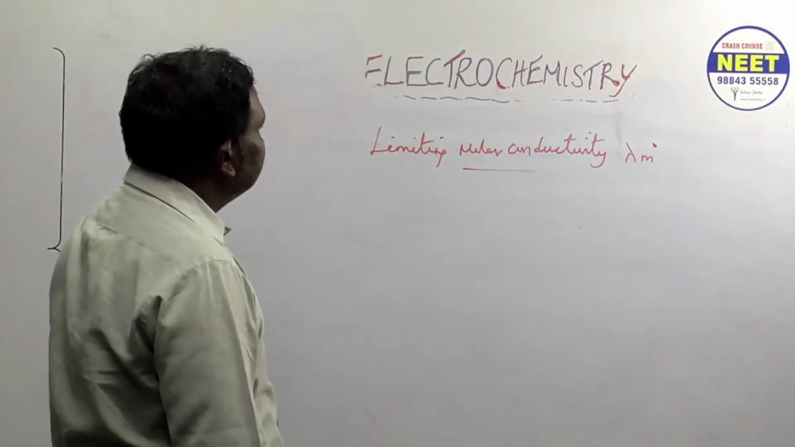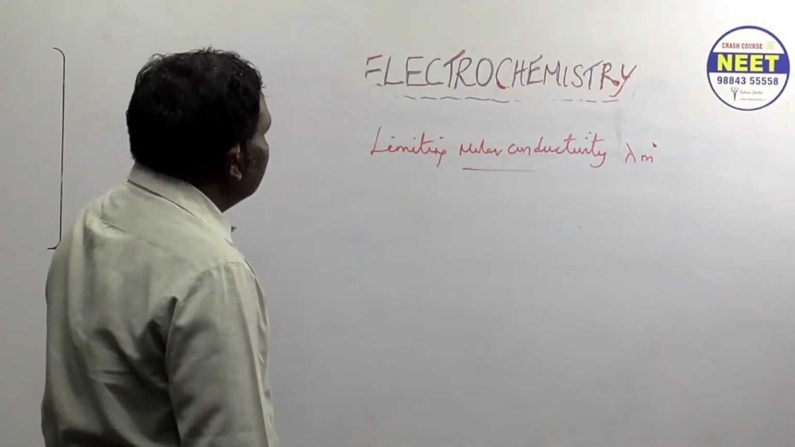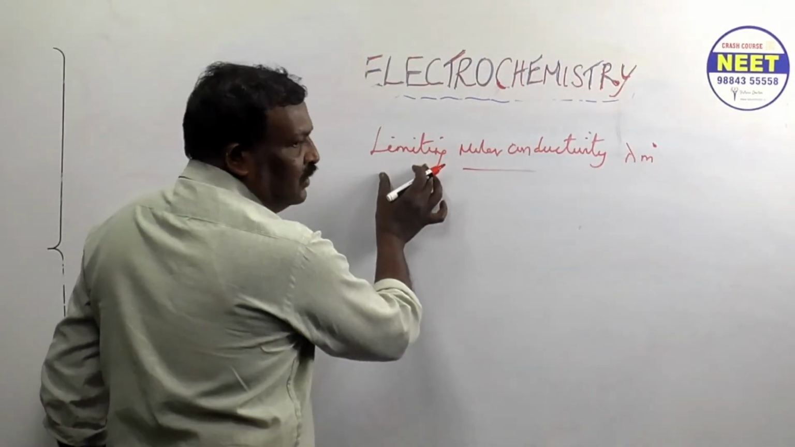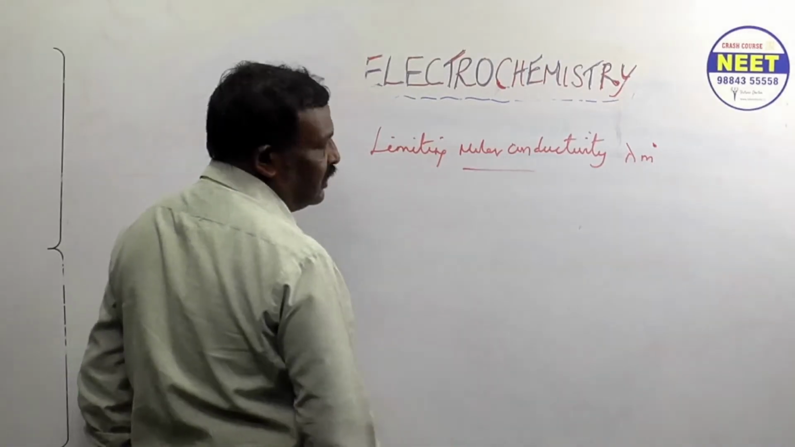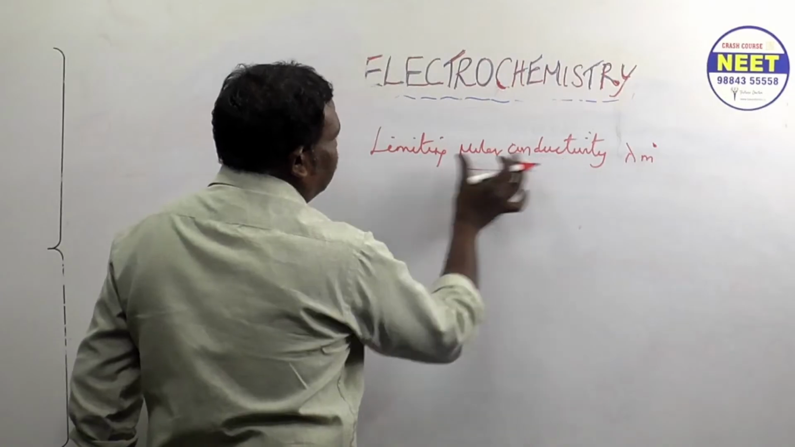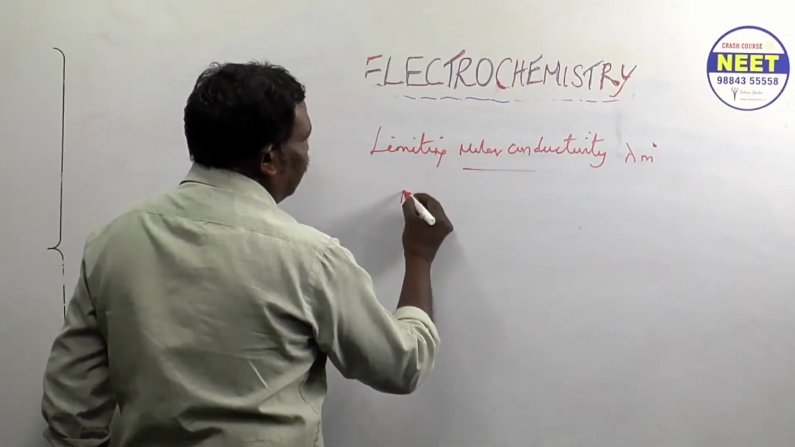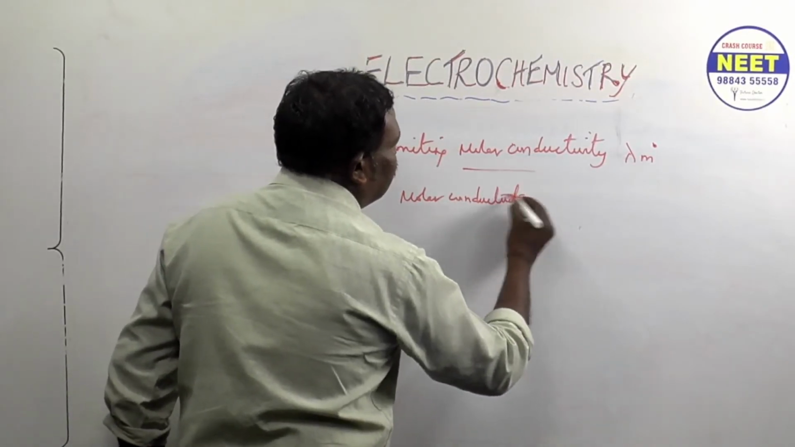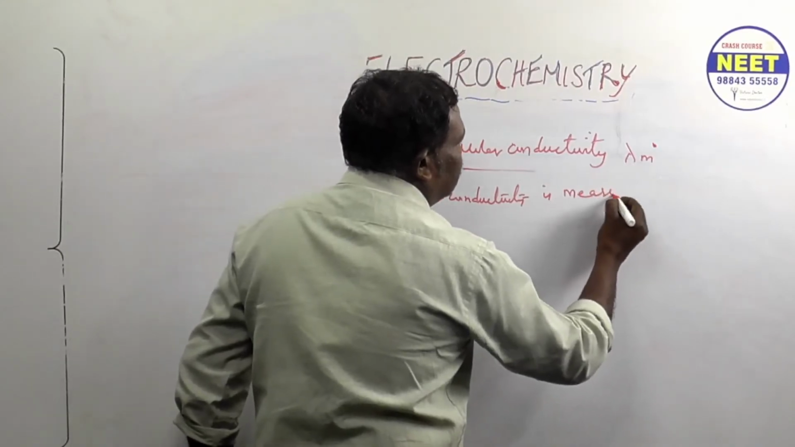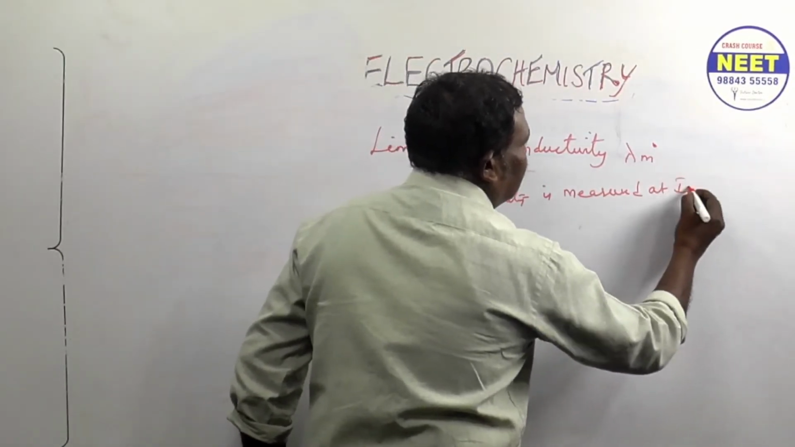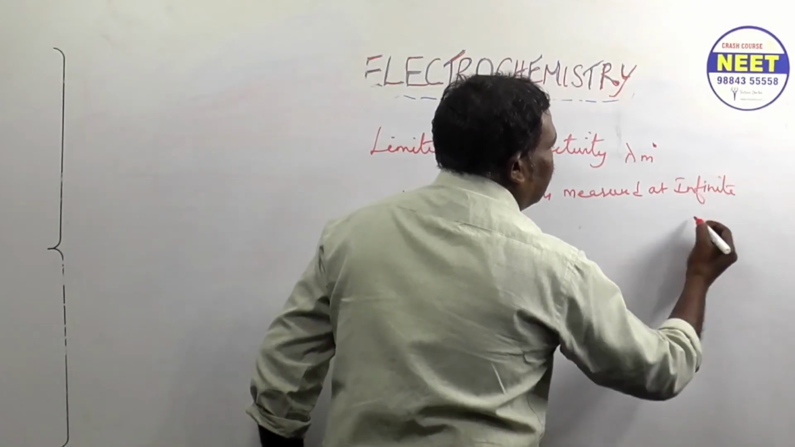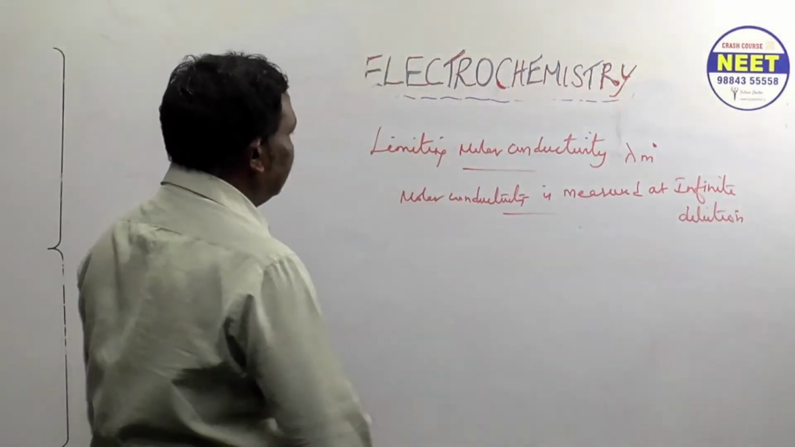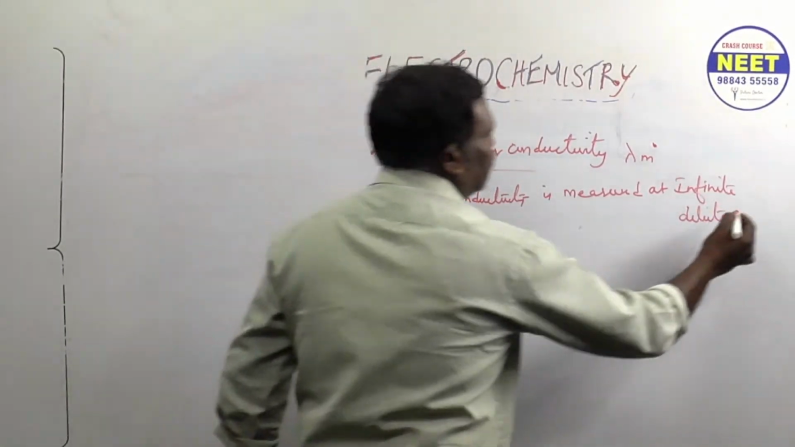So what's the meaning? Your molar conductivity is measured at infinite dilution. This is suitable only for weak electrolyte. So molar conductivity is measured at infinite dilution. That's the meaning for that term. Molar conductivity is measured at infinite dilution. That's the meaning for that.